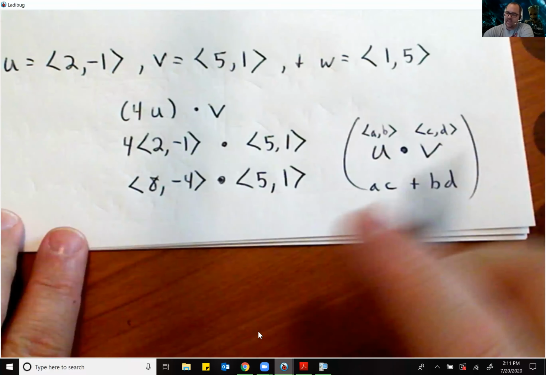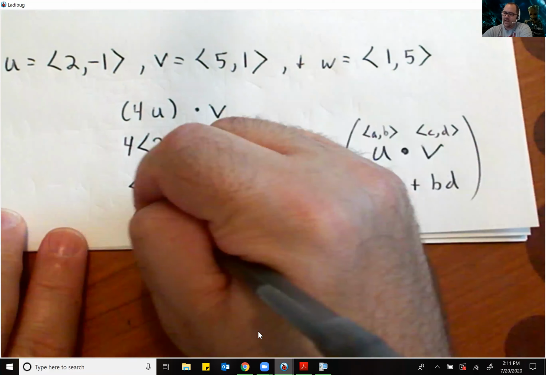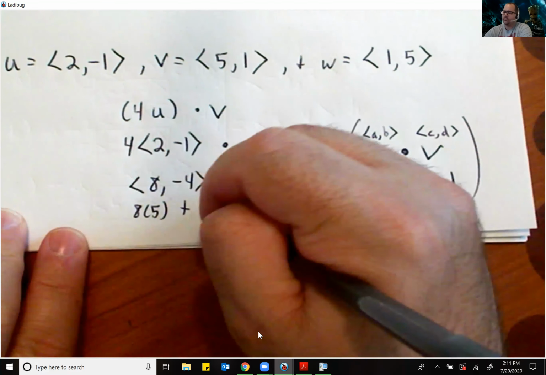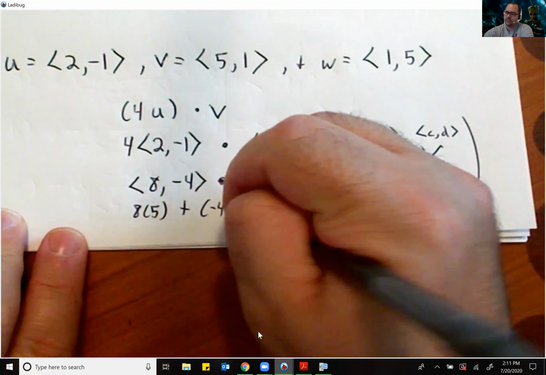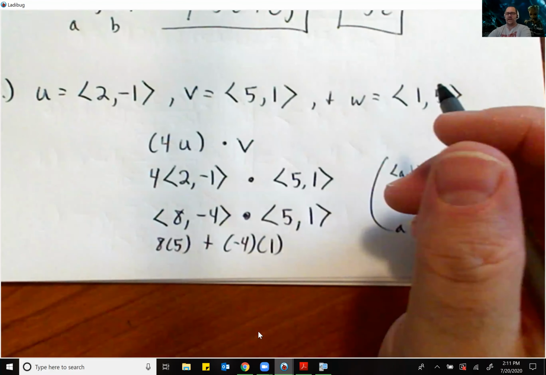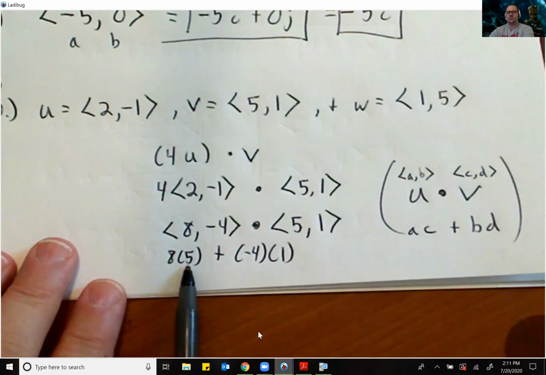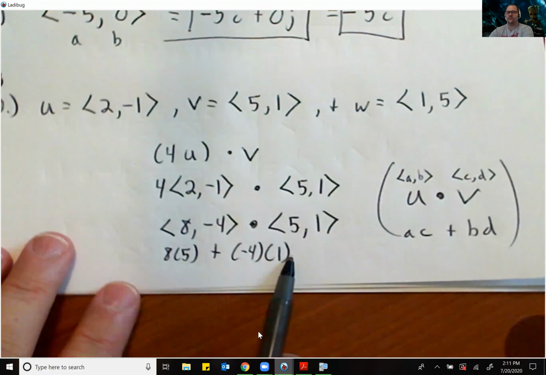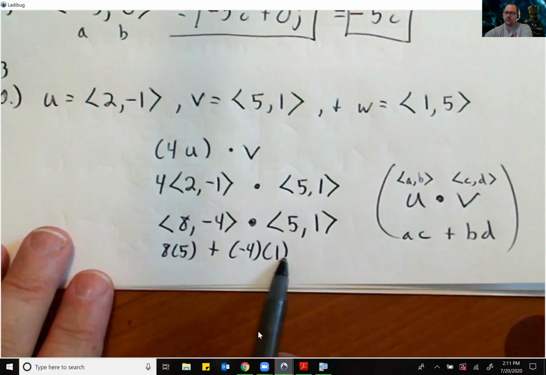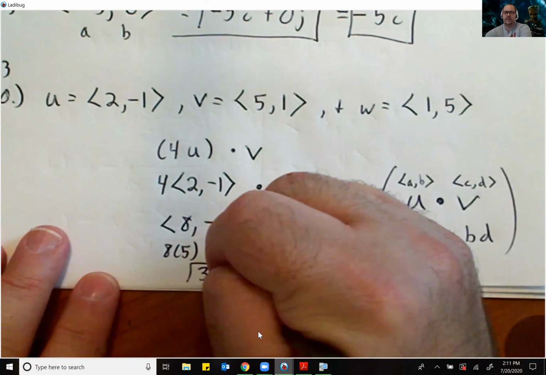So we're going to take 8 times 5 and add that with negative 4 times 1. And we just want to know what that number is. So 8 times 5 is 40. Negative 4 times 1 is negative 4. So 40 plus negative 4 is 36. And that's all they wanted.